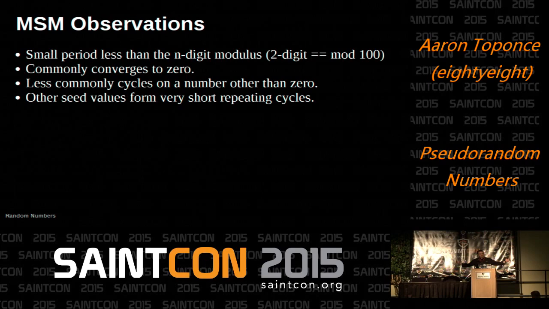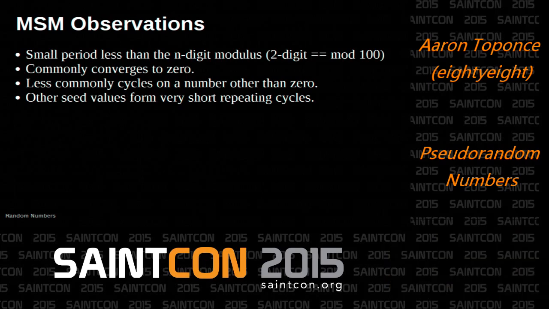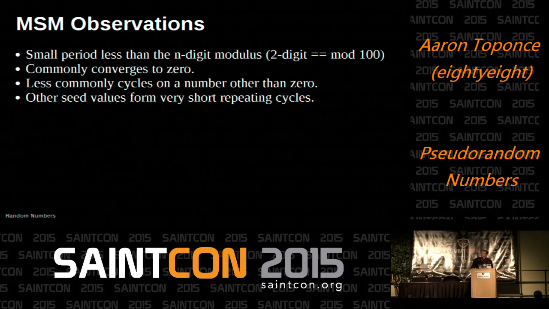Some observations with the middle square method. Unfortunately, it has a very small period. In fact, when this generator fails, it fails spectacularly. And it does so by usually converging to zero. This is the common case with the middle square method. Obviously, 0 squared is 0. You're not going to get past that number in your generator.